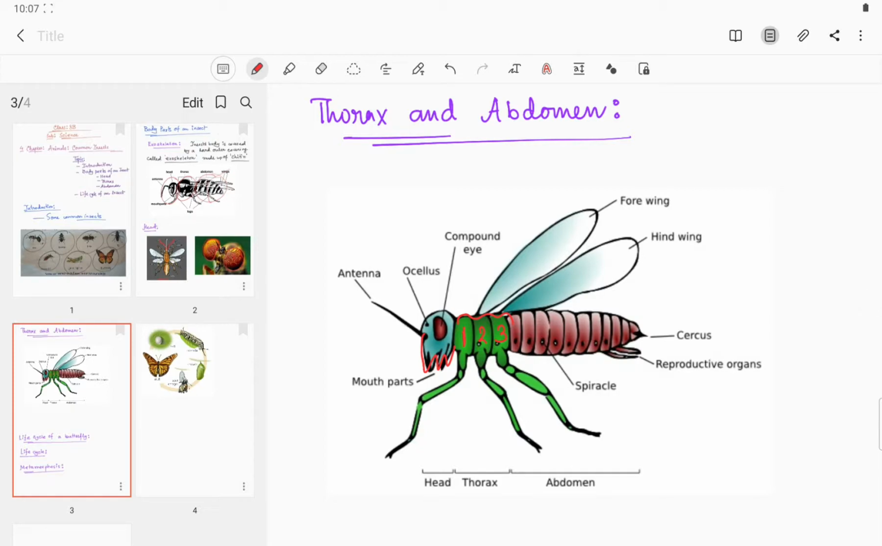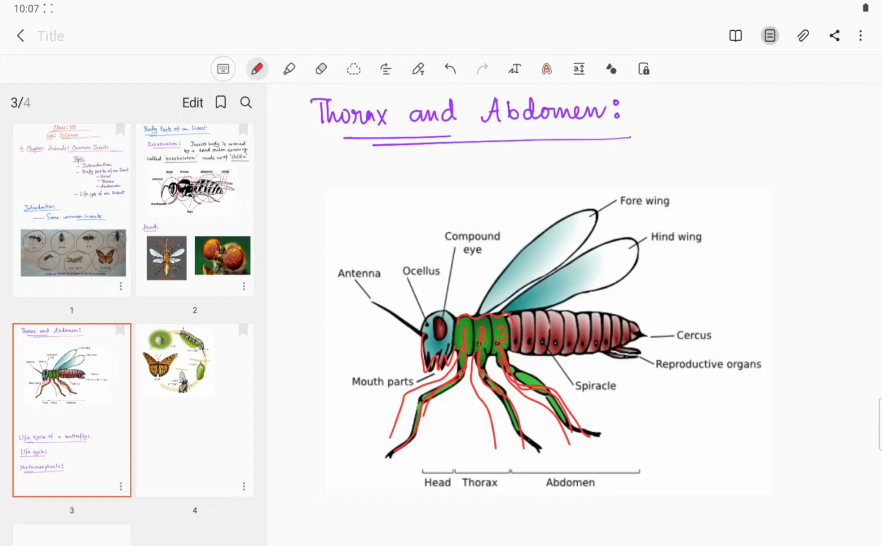It bears three pairs of legs. So 1, 2, 3, and another here, here, here. That means 6 legs, one on each segment. So they have a total of 6 legs, right? The legs are adapted to walk, swim, jump, dig, and grab.